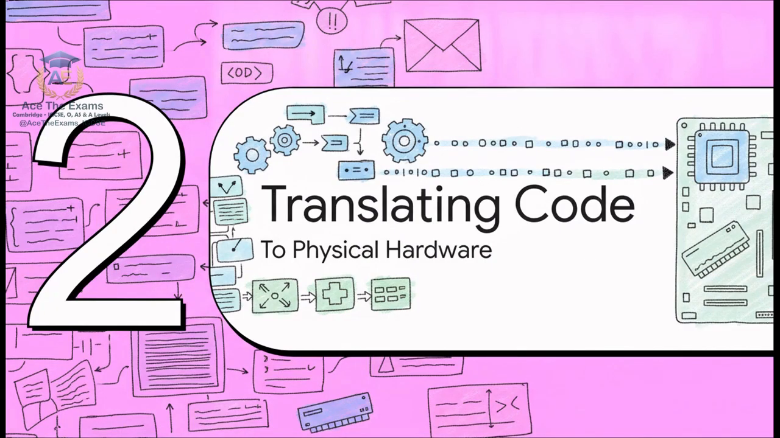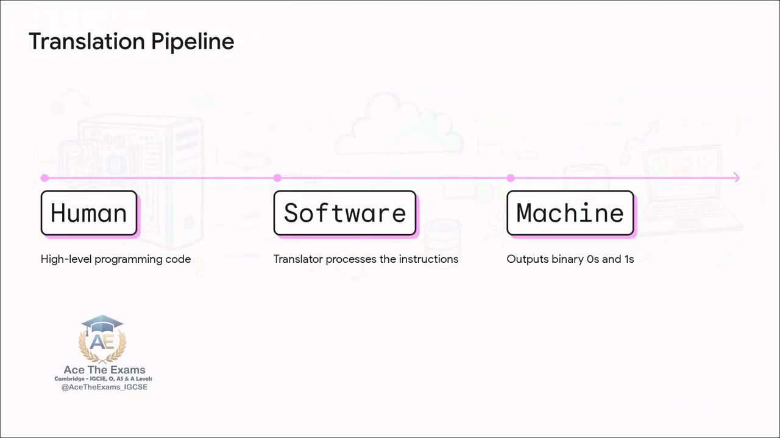Moving on to Section 2, translating code to hardware. But how do those human-readable instructions actually become something a piece of silicon understands? The absolute crucial point here is this sequence. Software developers write high-level code, translators step in, and machine code is outputted. In its most basic form, computer language is just binary code, literally just a series of zeros and ones.